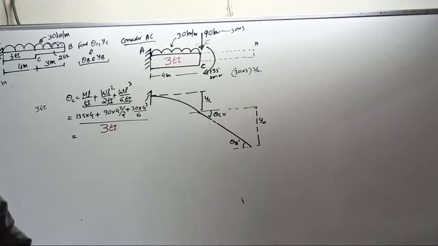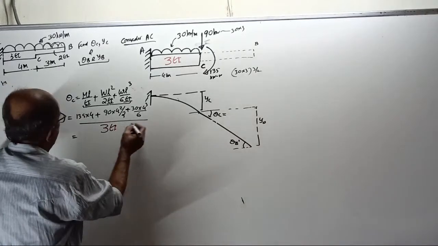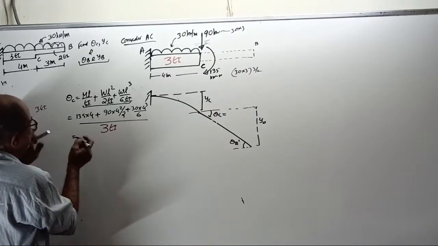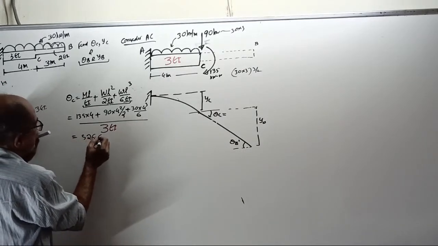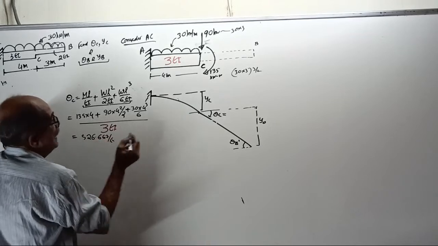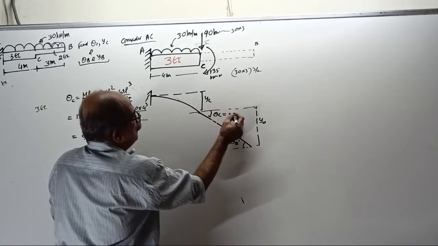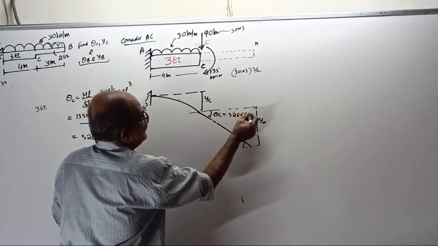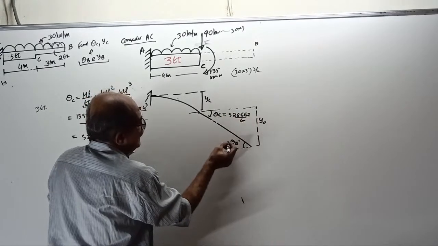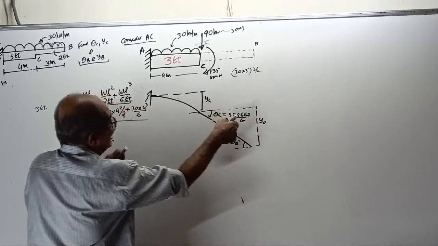The answer I am seeing on the board is 526.667. 526.667 by EI. Theta B is equal to the same answer, since it is a straight line.